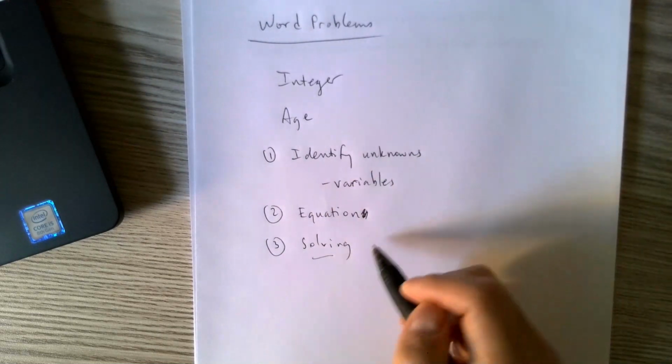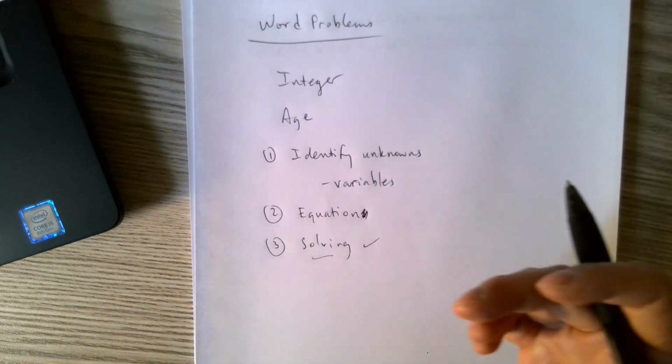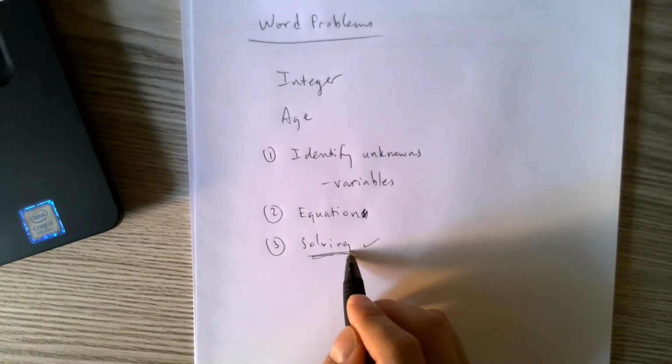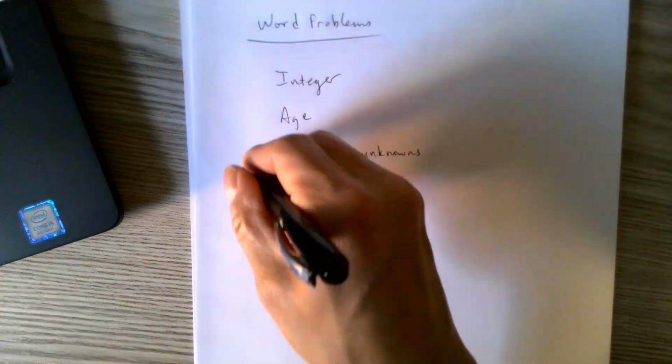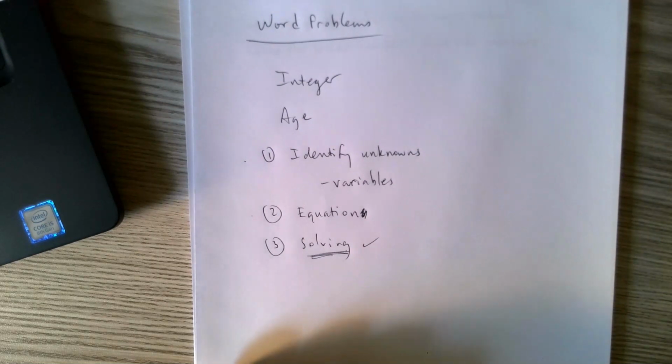The solving is something you've already done. You've already solved equations with variables on one side, variables on both sides, equations with parentheses, with fractions. So this is the part that is going to be easier for you. It's these two steps, identifying variables and equations, that will take a little time, at least in the beginning.